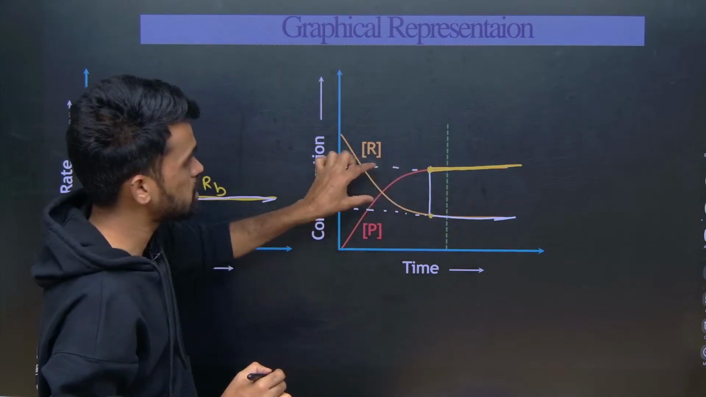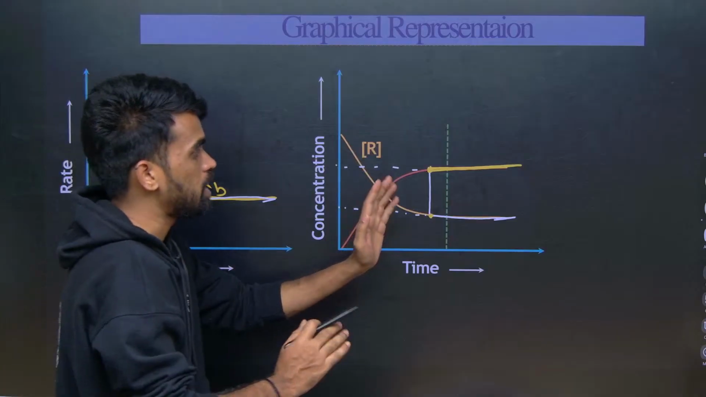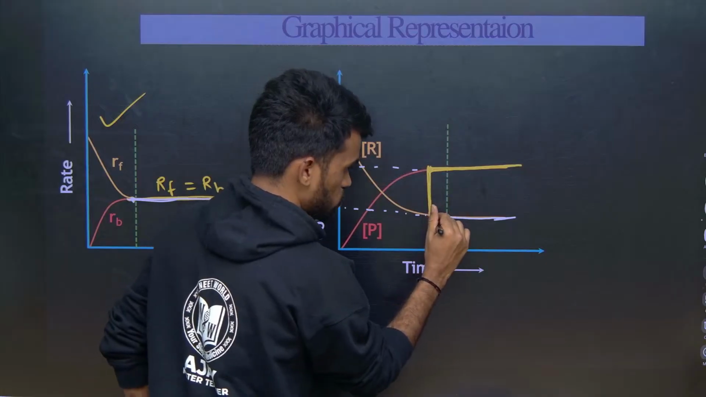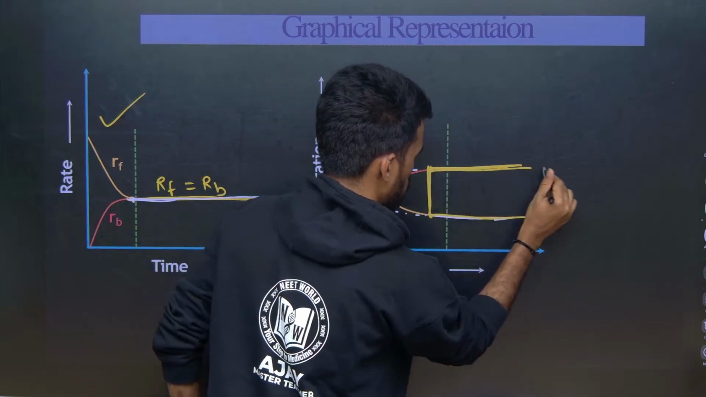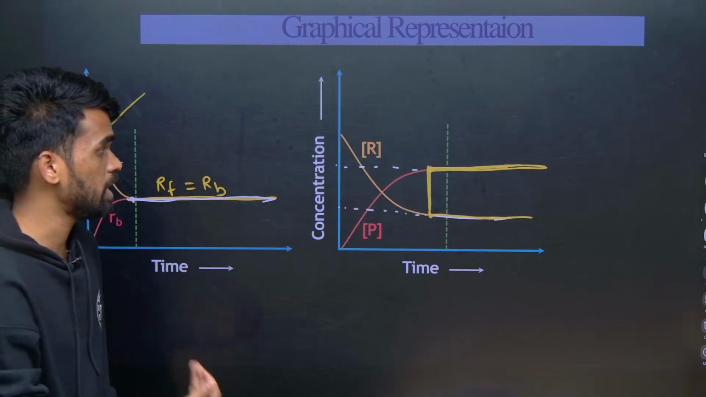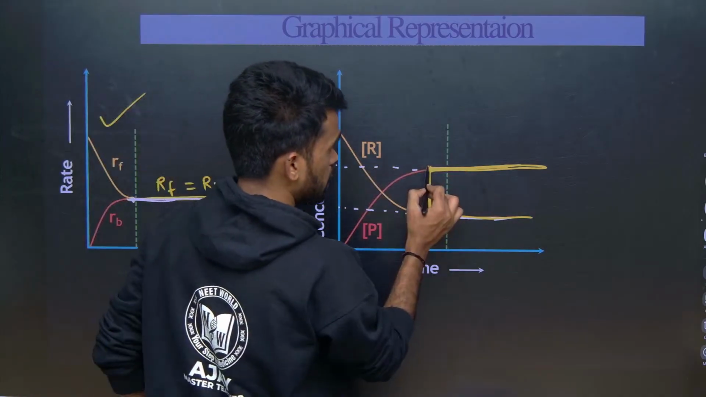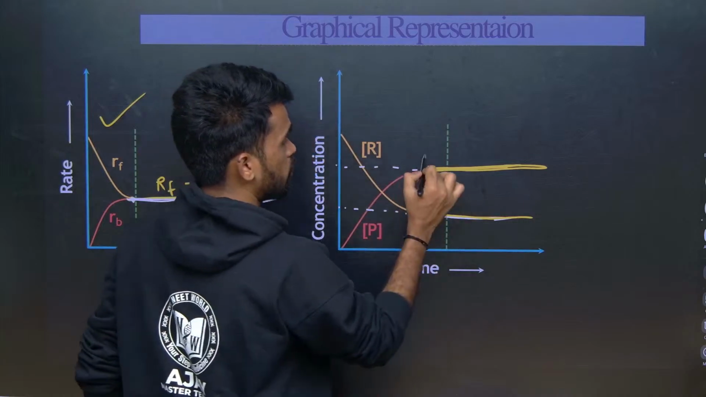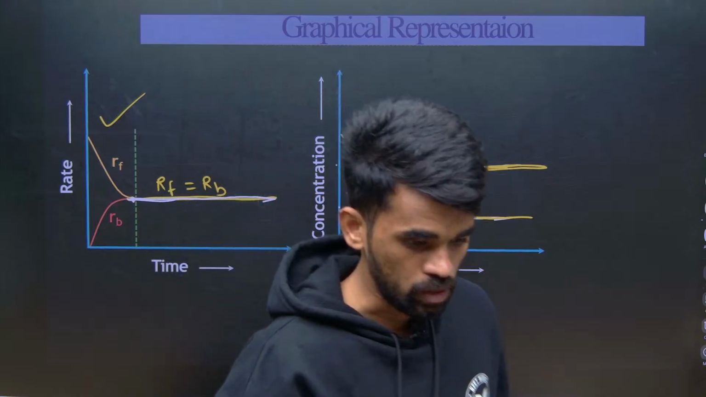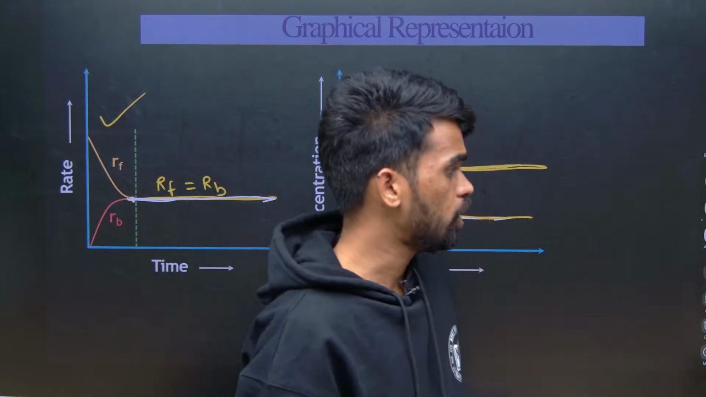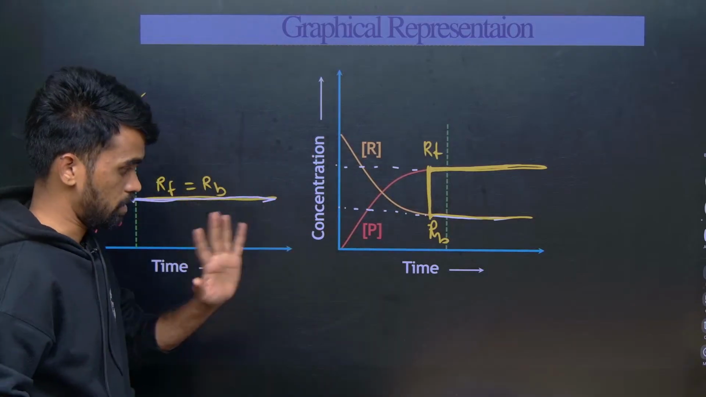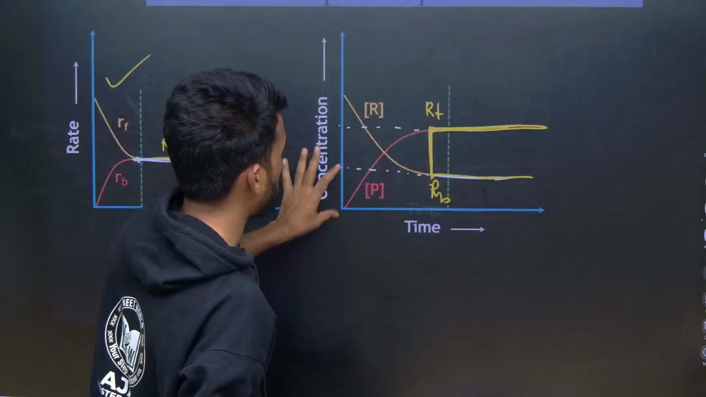Before this point there is no equilibrium, we can say, but after reaching this point the concentrations of reactants and products are constant. So I can say from this point the equilibrium is established. From here the rate of forward and rate of backward will remain equal. I hope it is clear, right? So I hope these two graphs are equal. I will be asking you a few more things.